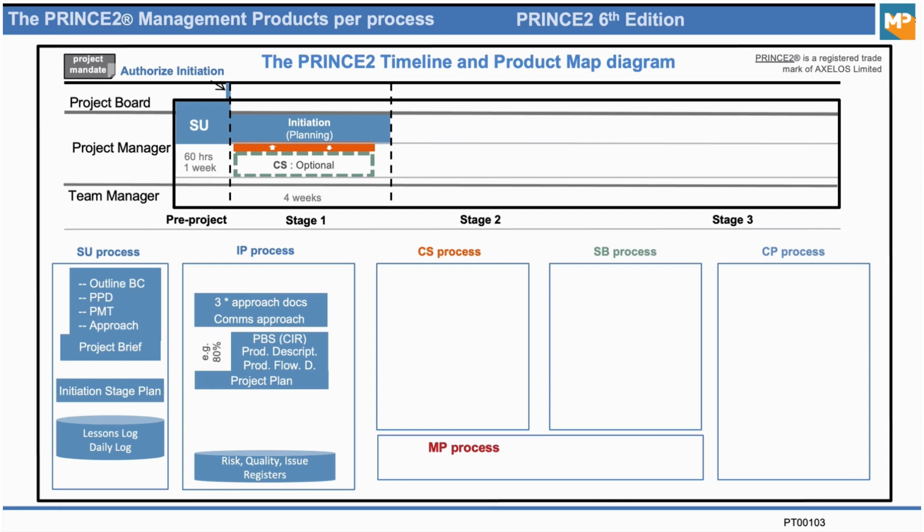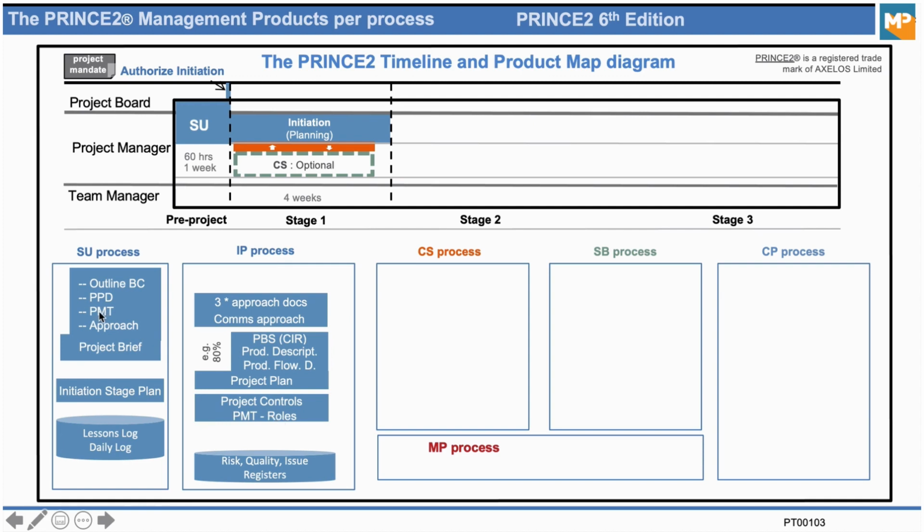And this step here of breaking down the project and writing the product descriptions could take about 80% of all of the work done in the planning stage or the initiation stage. So it can take quite a lot of time and a lot of workshops to do. Next, the project manager will decide how the project is going to be controlled. So what kind of reports are going to be used, how many stages we're going to have in the project, and so on.